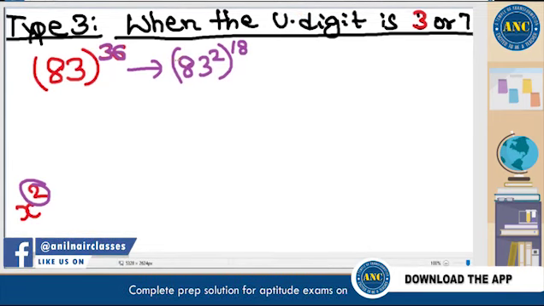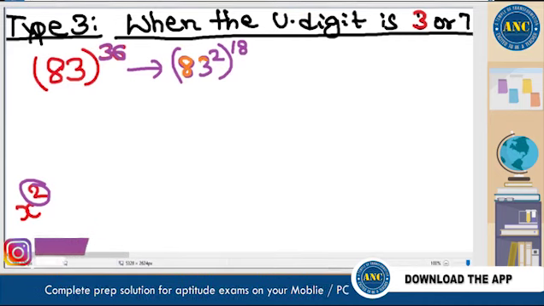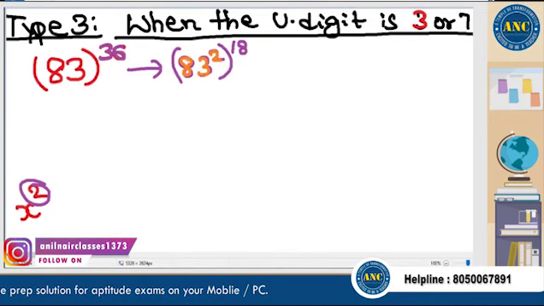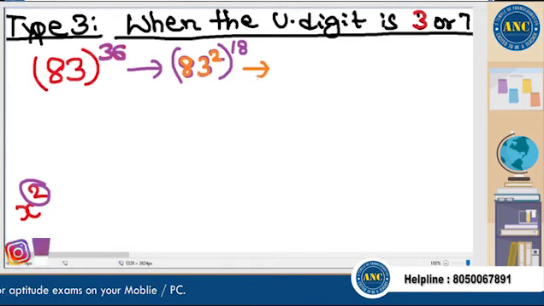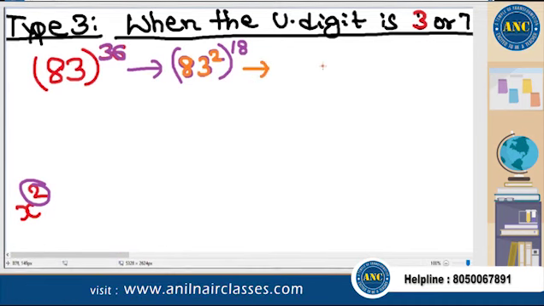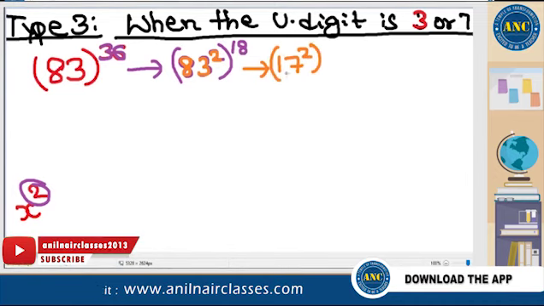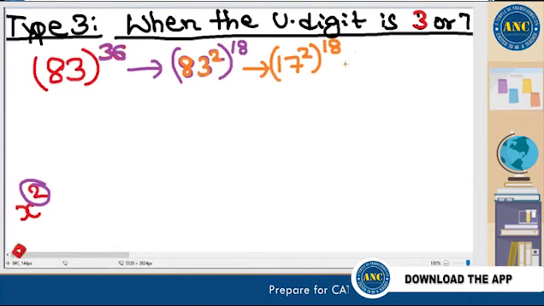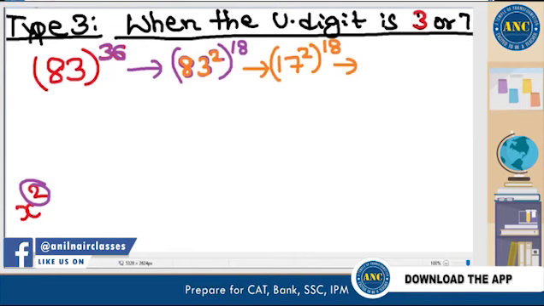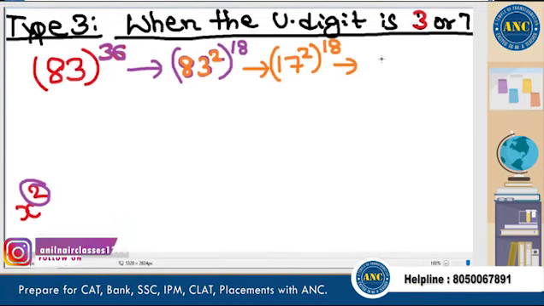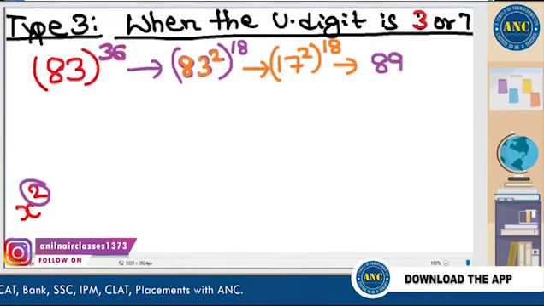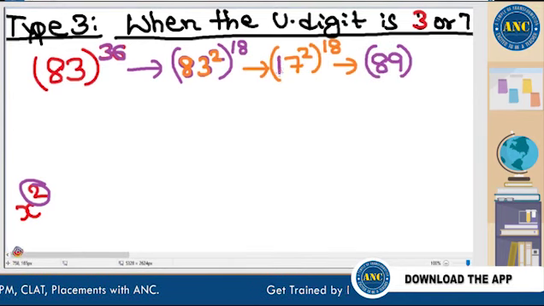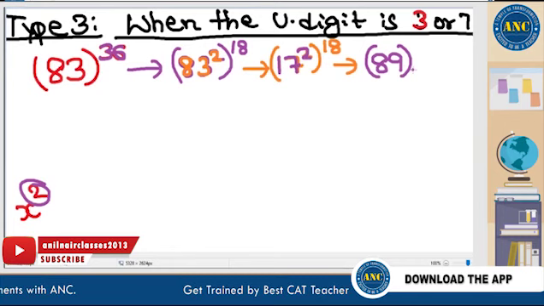Now see here, 83 square is nothing but x square, where x is 83. Subtract 100. The difference between 83 and 100 is 17. That means 83 square and 17 square both will have the same last two digits. What is 17 square? 17 square is 289. What are the last two digits of 289? 89. That means in place of 17 square I wrote the last two digits as 89.